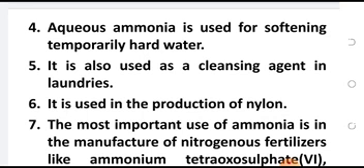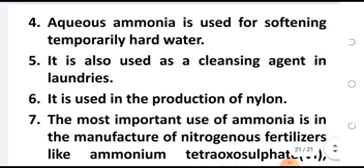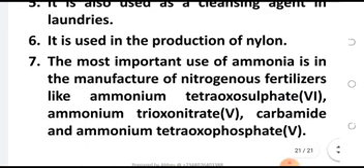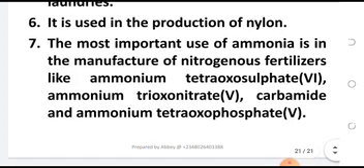It is also used in the production of nylon and for making fertilizers, nitrogenous fertilizers like ammonium sulfate, ammonium nitrate, carbamide, and ammonium tetraoxophosphate 5. So ammonia can be used for making all these important chemical substances.